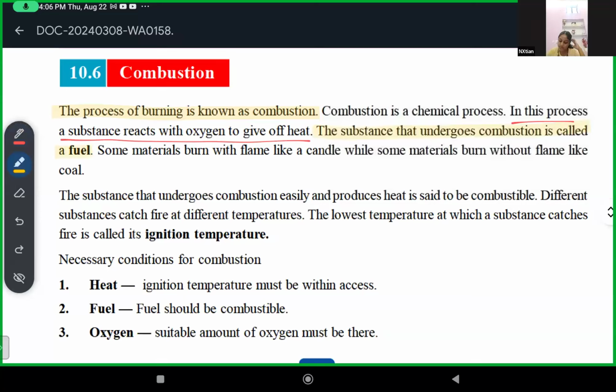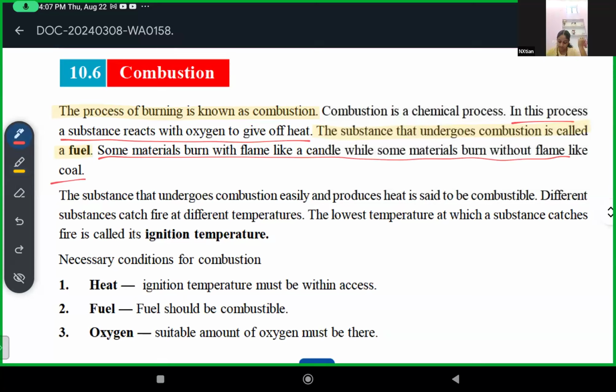Some materials burn with flame like a candle, while some materials burn without flame like coal. These are some examples of combustion. The substance that undergoes combustion easily and produces heat is known as combustible. That substance, which reacts with oxygen to produce heat, is said to be combustible.